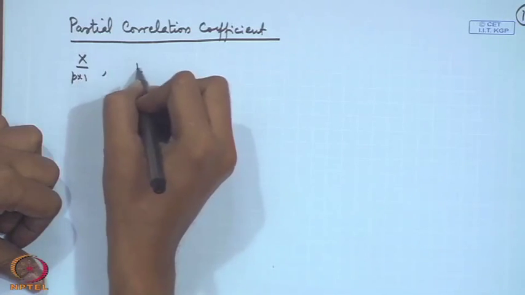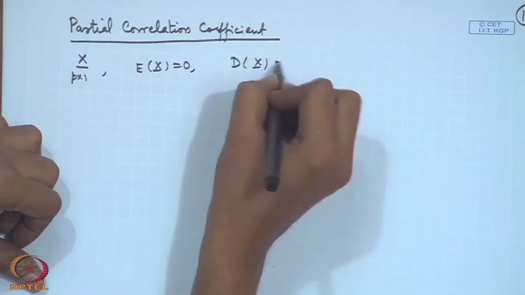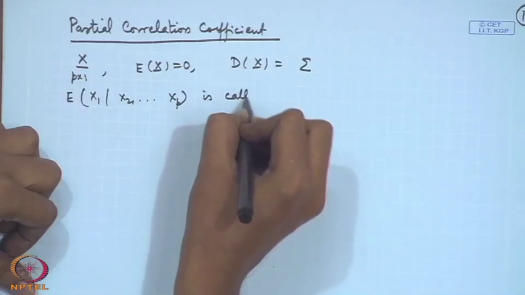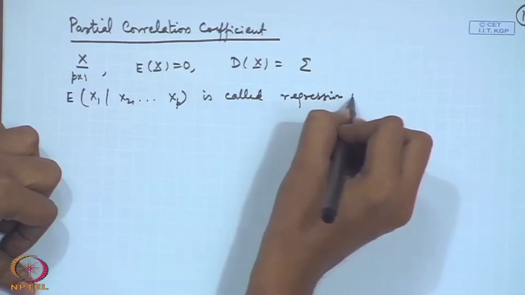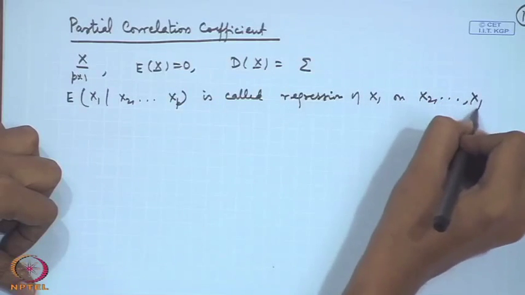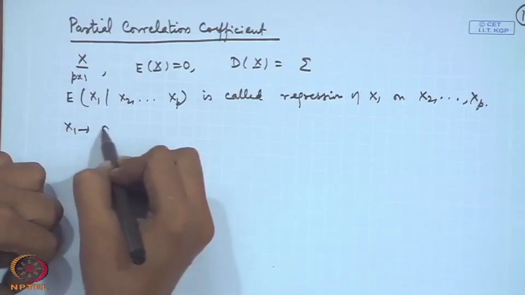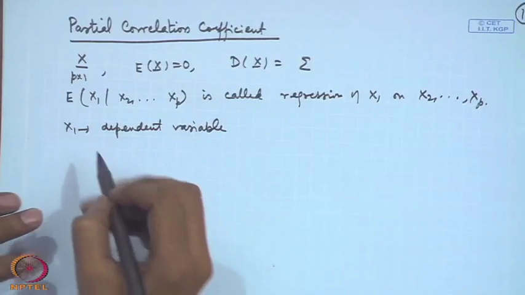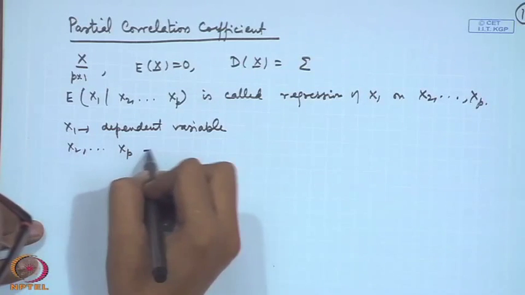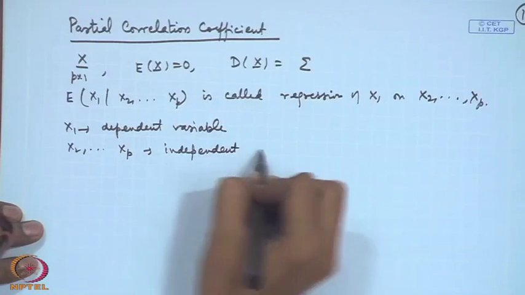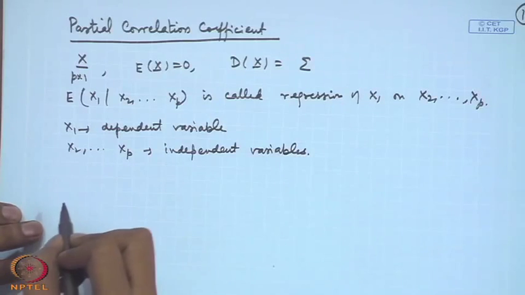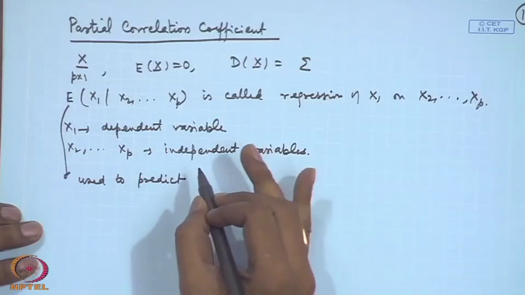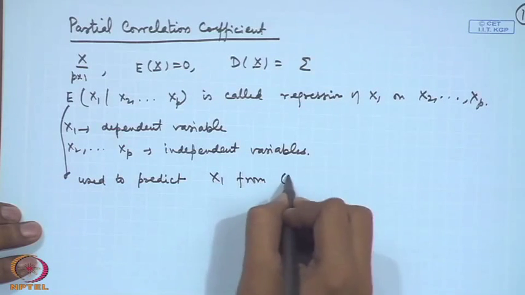Suppose x is a p by 1 vector with expectation of x equal to 0 and dispersion matrix equal to sigma. Then expectation of x1 given x2 to xp is called regression of x1 on x2 to xp. So, here x1 is known as the dependent variable. We will discuss this in detail when we do the regression, but right now let me just introduce it for the purpose of definition here. And x2 to xp are called independent variables. So, this is used to predict x1 from x2 to xp.